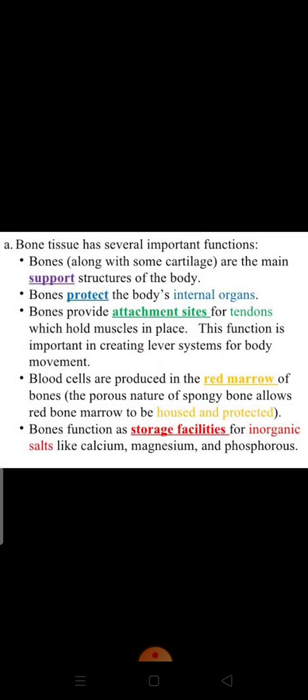Students, bones are the main support structure of the body. These protect the body's internal organs and provide attachment sites for tendons which hold muscles in place. And this function is important in creating a lever system for body movement. Bones function as storage facilities for inorganic salts like calcium, magnesium and phosphorus.